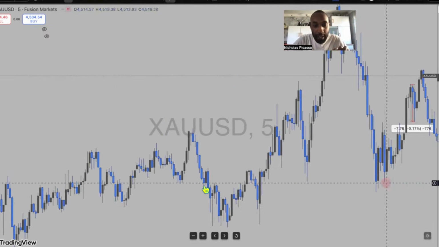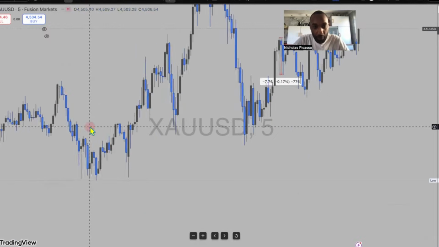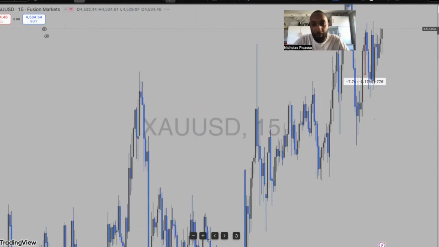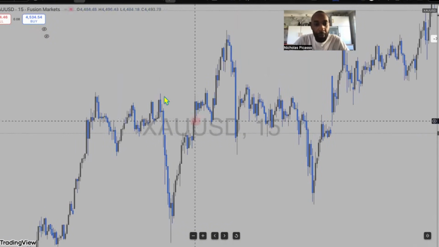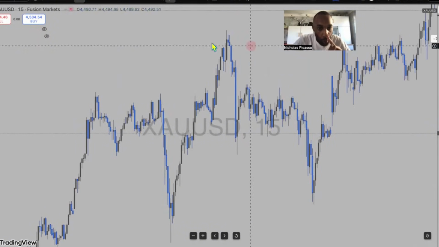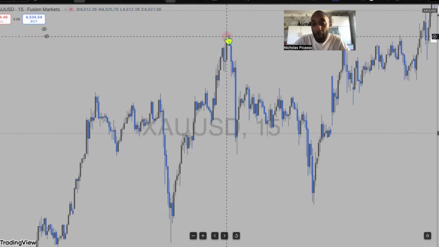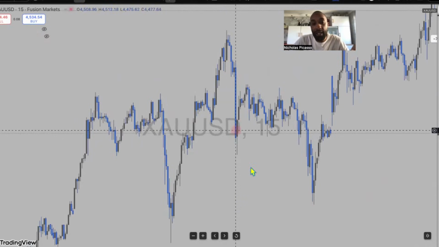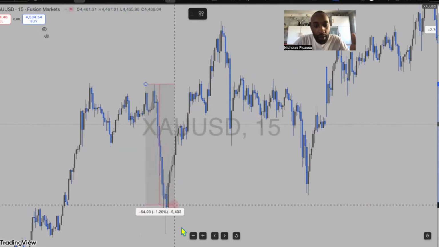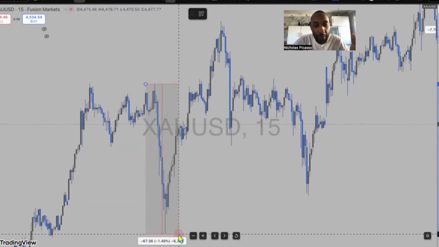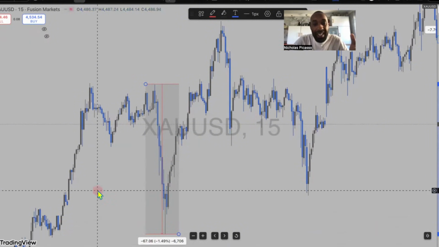The next way is by measuring the range. For instance, let's head to the 15-minute time frame. I'm going to show you something quickly. Here we have a pivot point, right? So how can I predict that the market is going to stop right here and provide a perfect sell? By understanding that this range from this high to this low is exactly 67 pips. So we're going to take 67.